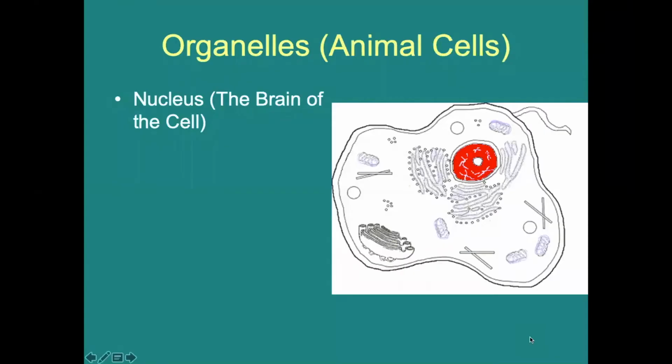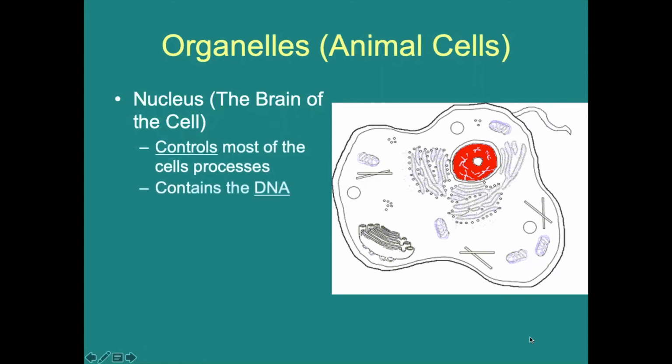Nucleus, the brain of the cell. That's the nickname of the brain. It's not actually a brain. It doesn't think, but it does hold information. It is going to control most of the cell's processes because it contains the DNA. That DNA is where you hold all of your information. If you still need to write this stuff down, pause now because I'm getting rid of the words for a second.